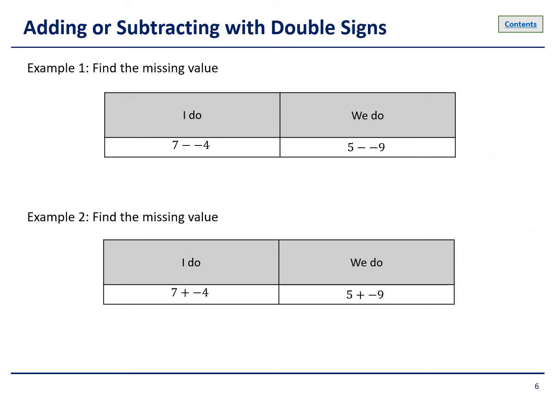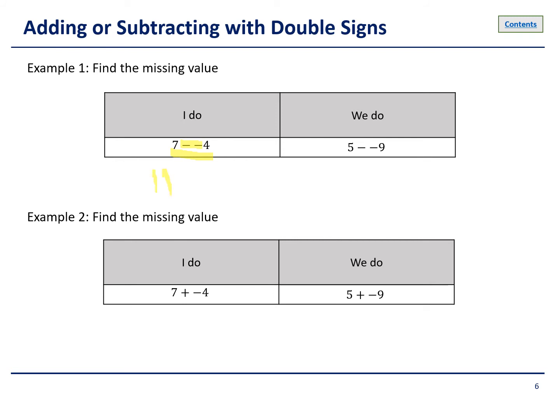Right, onto some I do's and we do's. So let's get flying, okay? We need to find the missing value, and we need to work it out basically. So we've got 7 subtract negative 4. Well, are they cuddling? Yes. Okay, so that means it's going to be 7 plus 4, and the answer is 11.